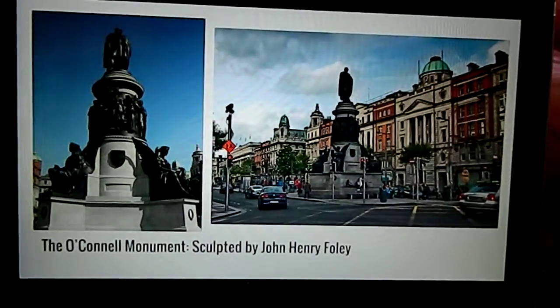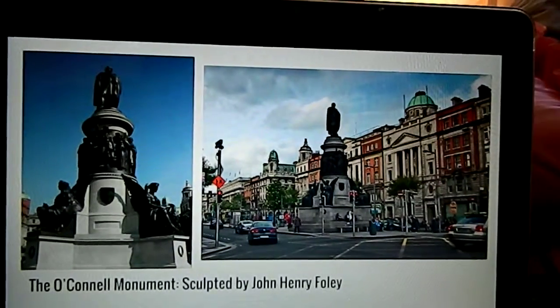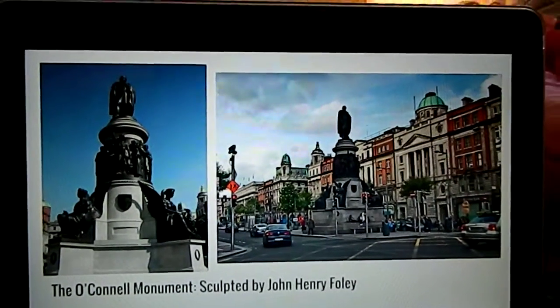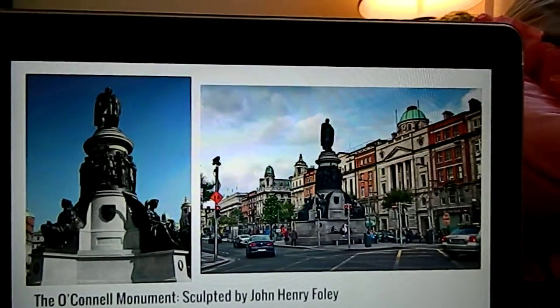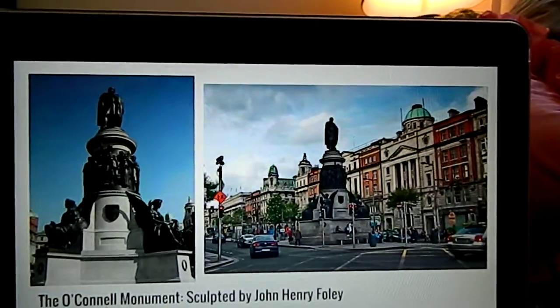And this is the O'Connell Monument on the street, and it was sculpted by John Henry Foley. You can see it's very busy on O'Connell Street. There's a lot of cars, buildings everywhere, people walking around.